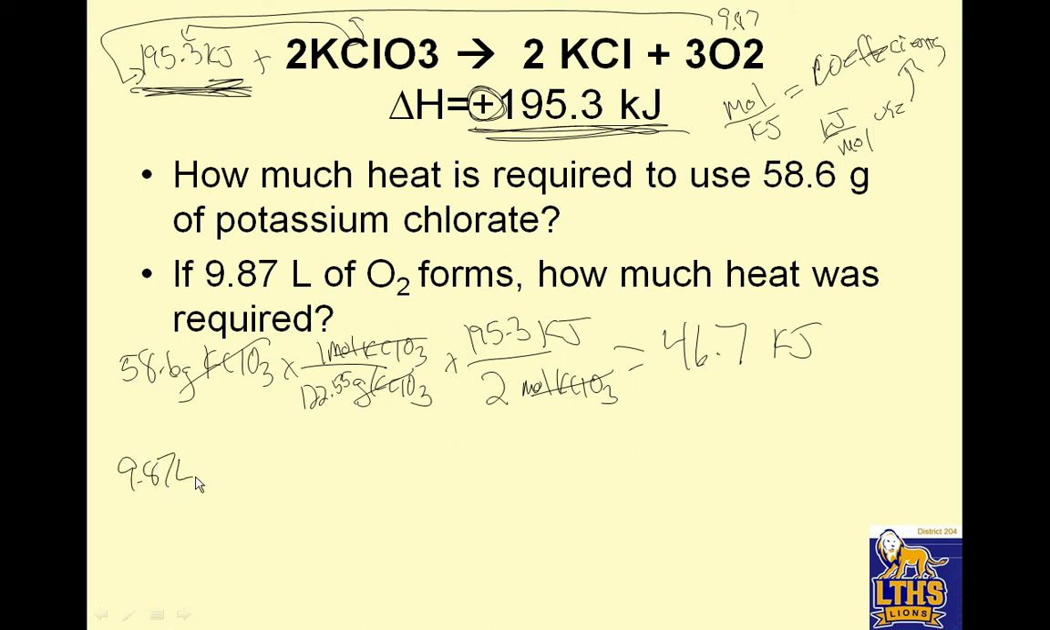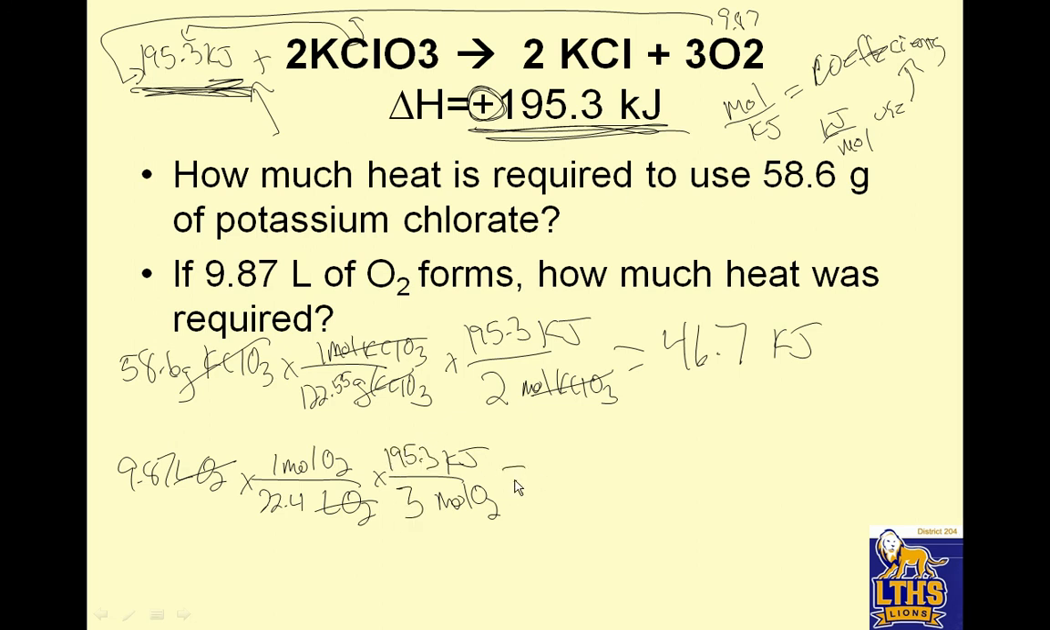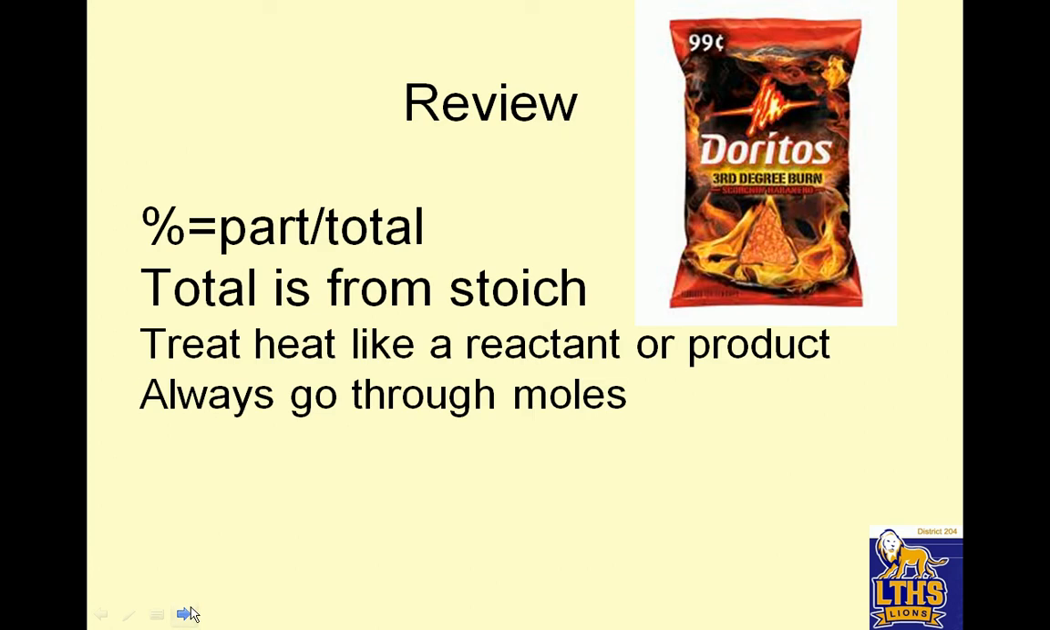Pretty much same deal. 9.87 liters of O2 times dividing by. I don't like liters of O2. I want to go through moles of O2. Liters over 22.4. So again, liters cancel. Moles of O2. Always go through moles, unless you're going right into heat. You're never going to have moles of kilojoules, so it's just going to go to kilojoules. My coefficient for moles is 3. My coefficient for kilojoules is the weird coefficient of 195.3. That's calculator time. 9.87 divided by 22.4 times 195.3 divided by 3. Enter. 28.7 kilojoules. Why kilojoules? Notice my liters canceled, my moles canceled. Kilojoules are all that are left. And isn't that enough for all of us?